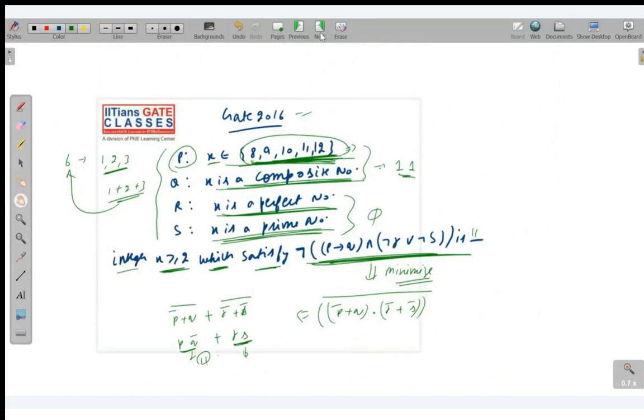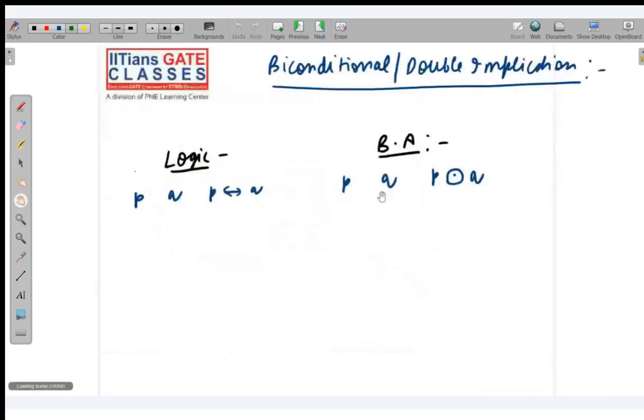I'm jumping to next slide now. Yes, so now we are going to start biconditional or double implication. So next operator I am going to start. In logic we say P, Q and P double implication to Q. In logic we will say false, false, false, true, true, false, true, true. So the result will be true, true, false and false. Double implication means equivalent. So P and Q should be equivalent.